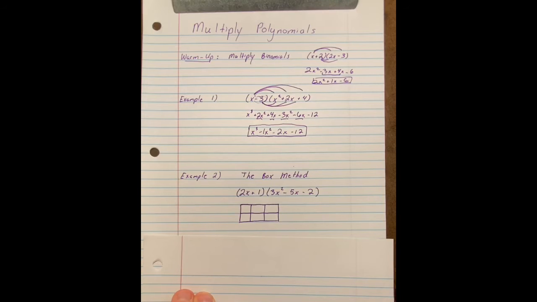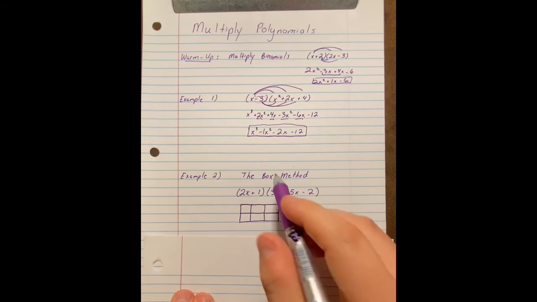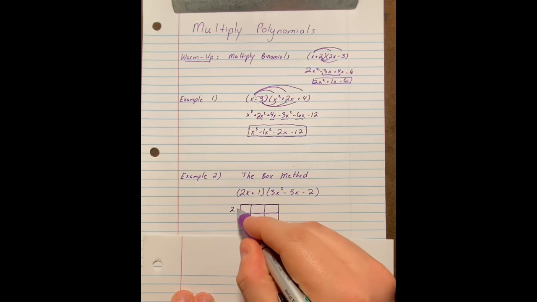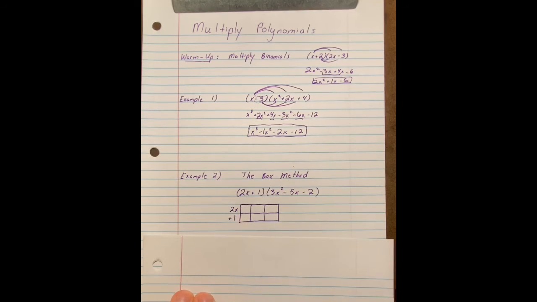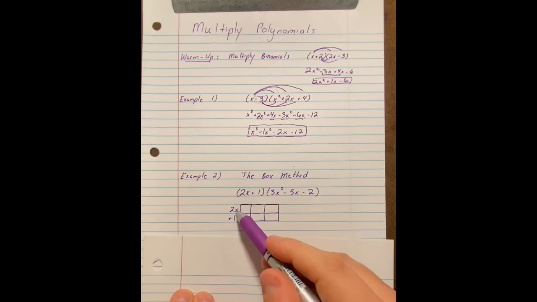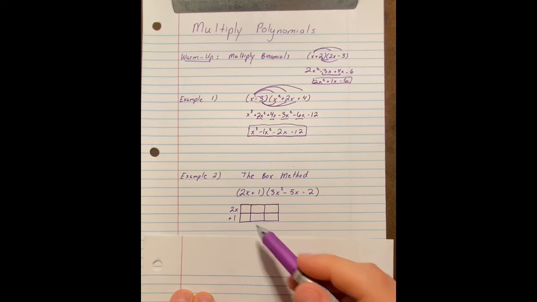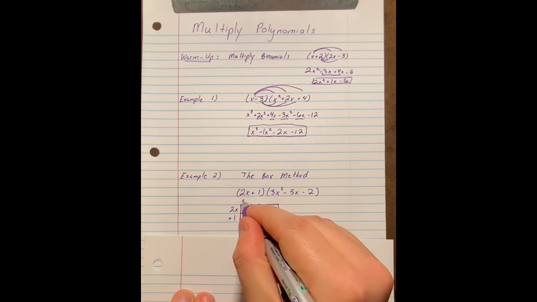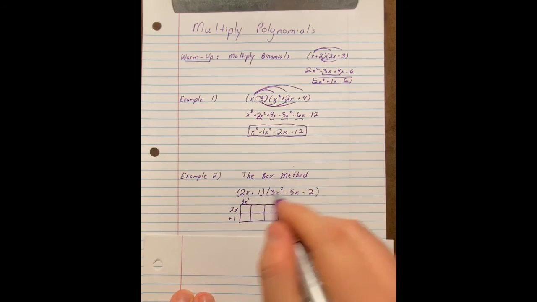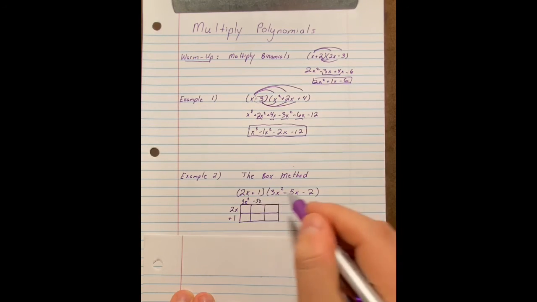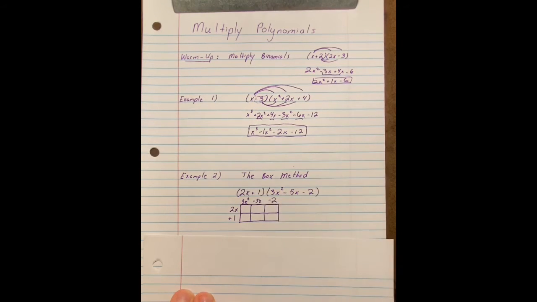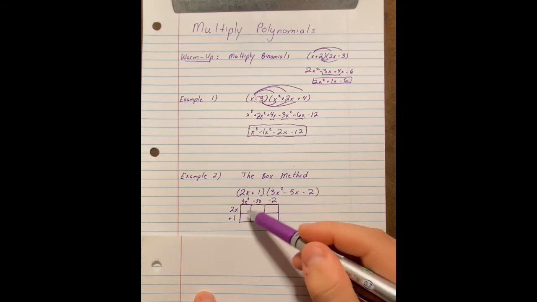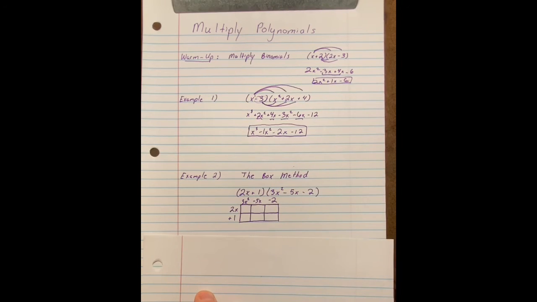On the outside of the box, I'm going to put the 2 polynomials. This one, 2x plus 1, is the binomial, so I'm going to put that on the side of the box that only has a width of 2. And then across the top of the box, I'm going to put the trinomial, 3x squared minus 5x minus 2. So now I have my box set up. I've got my binomial along the side, my trinomial along the top.